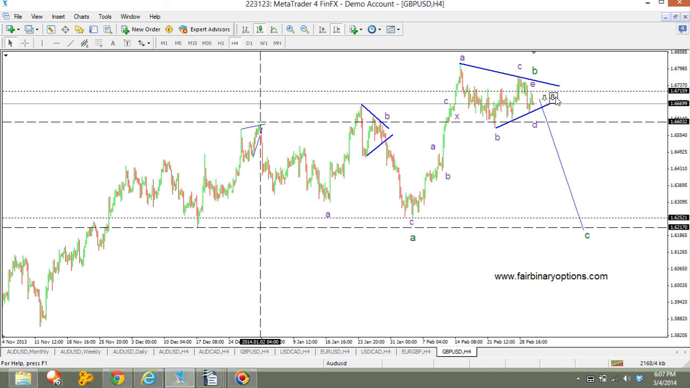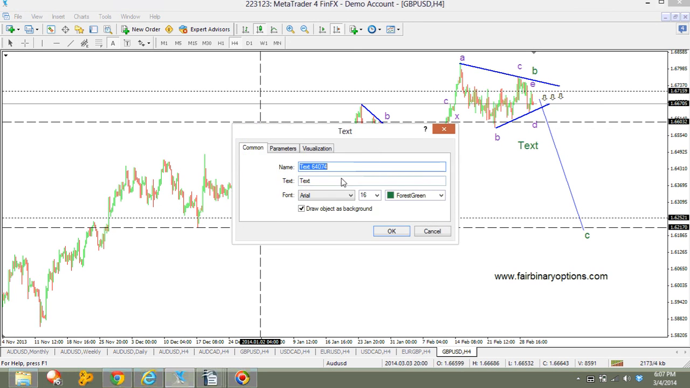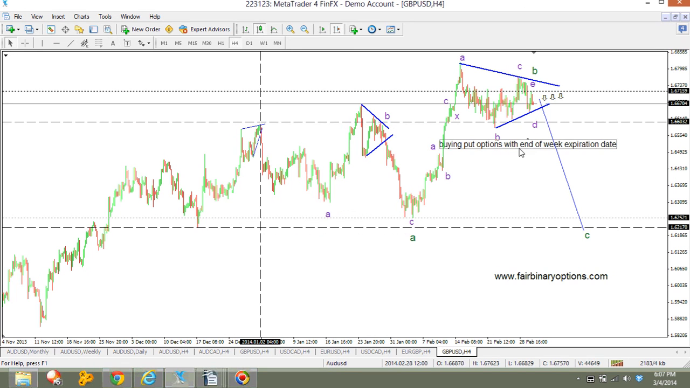Now you might say, okay, you're buying put options, but the Bank of England is coming, then we have the non-farm payrolls on Friday, what to do? Well, it doesn't matter, technicals are technicals. So buying put options with an end of week expiration date is the logical thing to do, and is the thing that we are recommending here on fairbinaryoptions.com for the Great Britain pound and the US dollar.